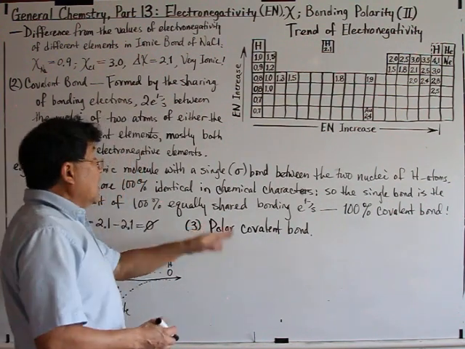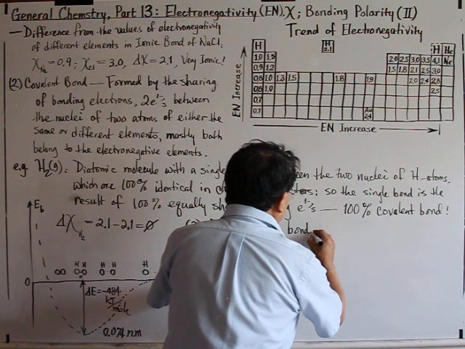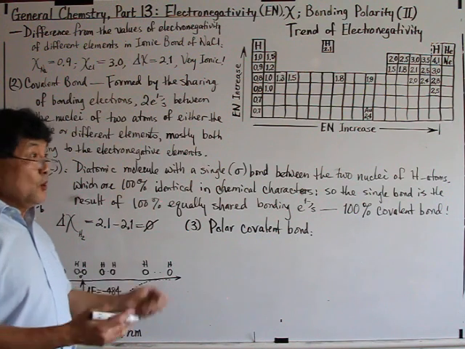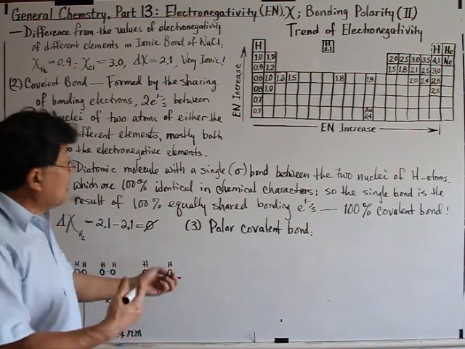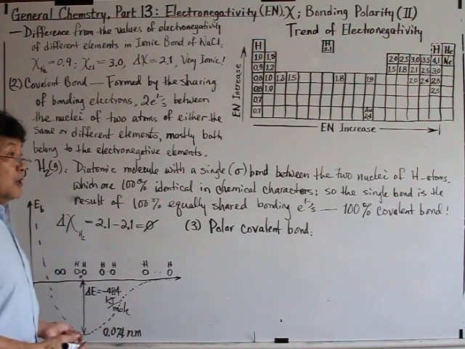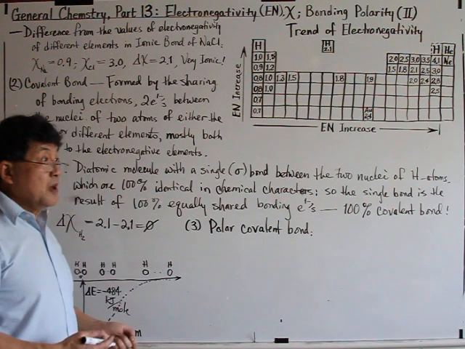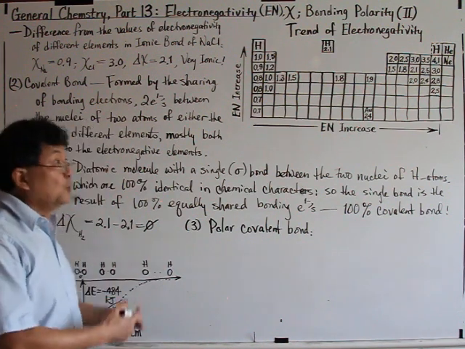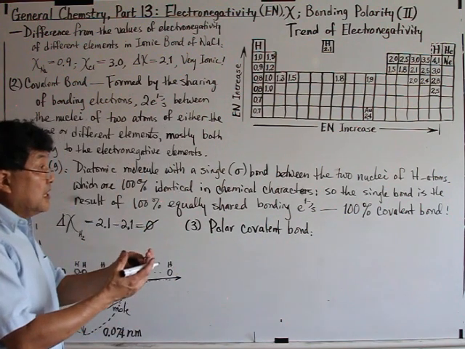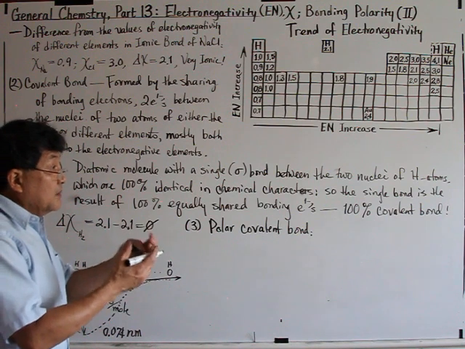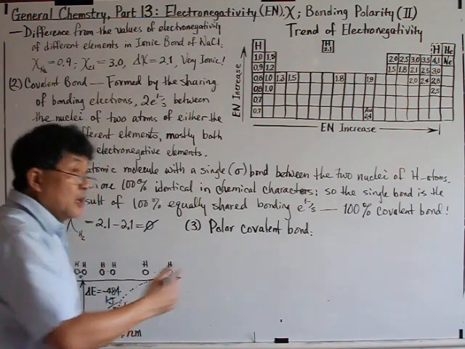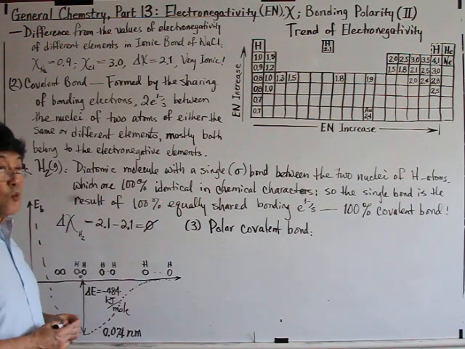But then, if we talk about the bonding type, ionic, covalent or polar covalent, the polar covalent bond must have a bonding electron pair that is not 100% equally shared by the two nuclei, right? The electron pair is going to be pulled over by one element. The atom from one element has a little bit higher electronegativity, and the other counterpart has a lower electronegativity, right?